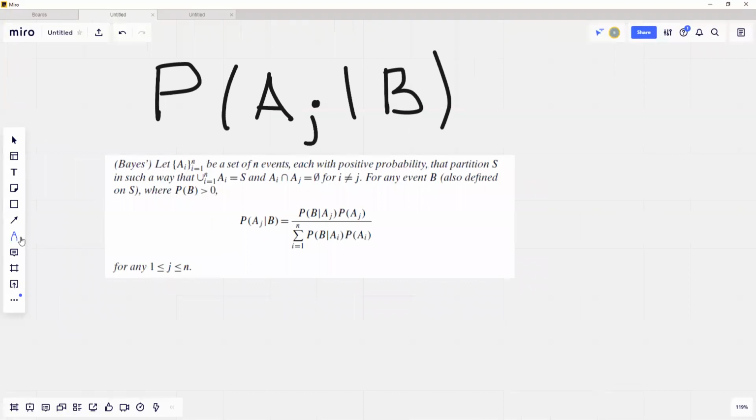So the Ai's are events that partition our sample space. Their union is the whole sample space. They are mutually exclusive. Then we can calculate the following conditional probability, Aj given B, using inverse probabilities, B given Aj. Let's prove that theorem.